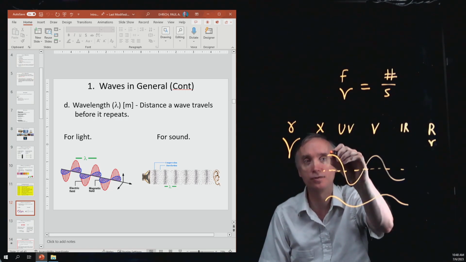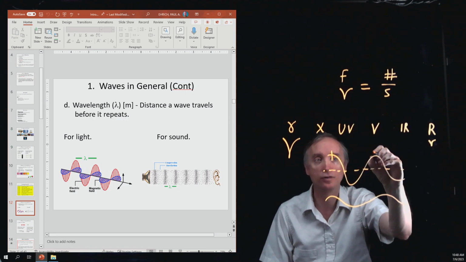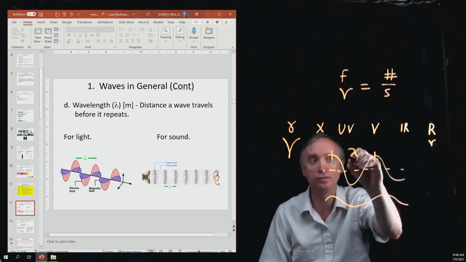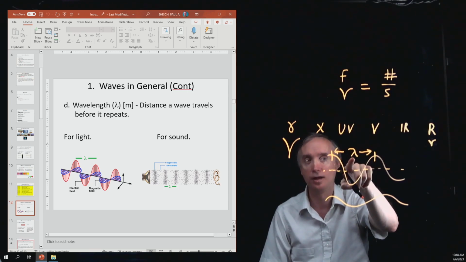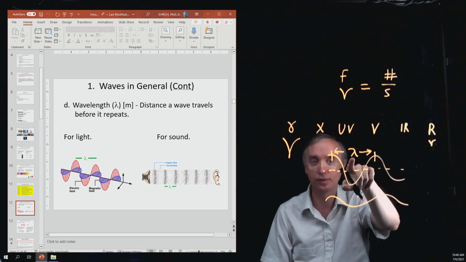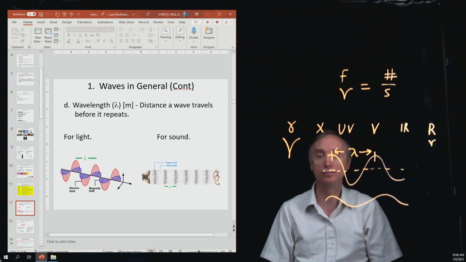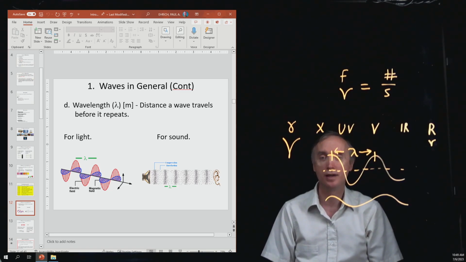So if you measure the distance from here over to here, that's going to be the wavelength. And it's got its own special letter. This is the Greek letter L, and it's called lambda. It's going to be measured in meters because it is a distance. You measure it with the ruler. You can also do the same thing for sound waves, but again, let's not worry about it.